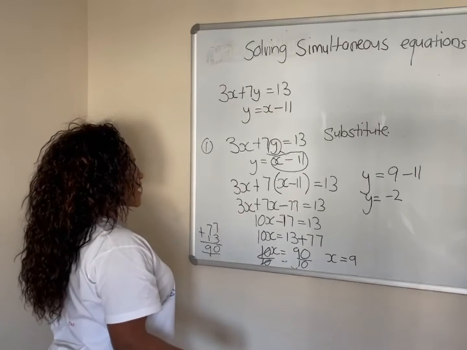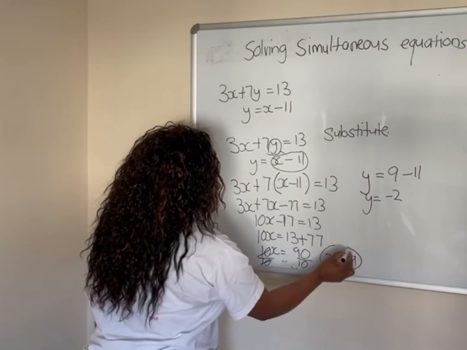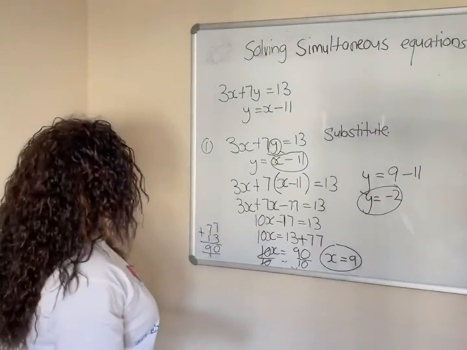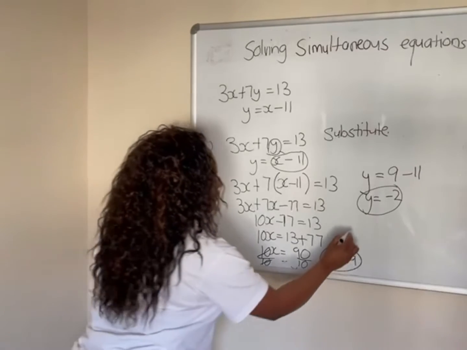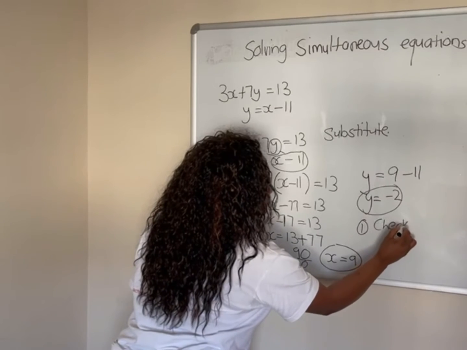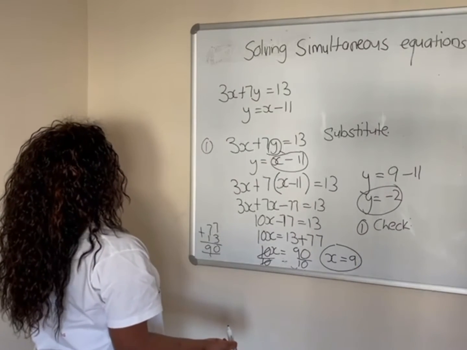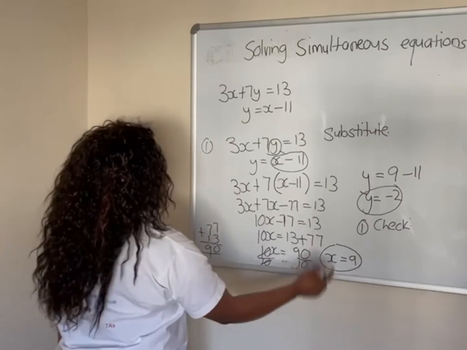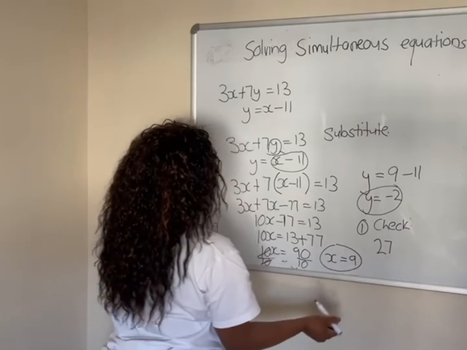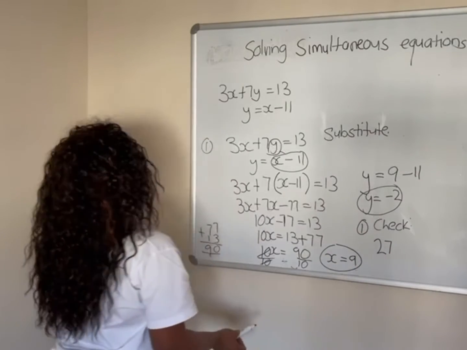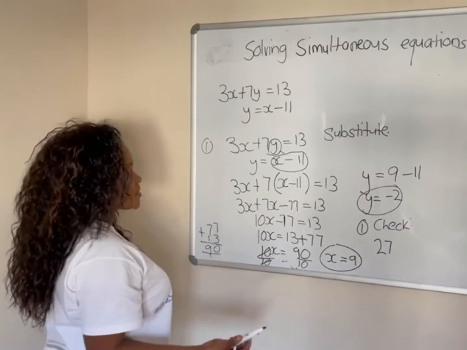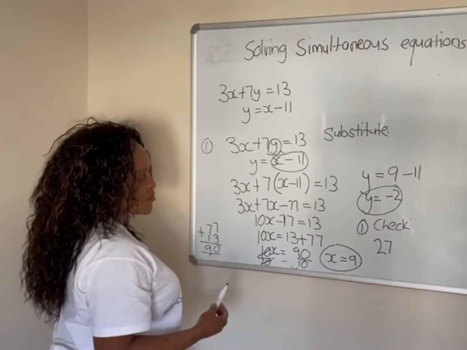Okay, now I need to check, because now I've got my values: x is 9 and y is minus 2. Because I've substituted in the second equation, I can now check with the first equation. So 3x, where x is 9, so 3 times 9, which is 27, plus, we don't know if it's a plus or a minus, so you don't need to write the sign because I've got a negative there. It could be a minus or it could be a plus.